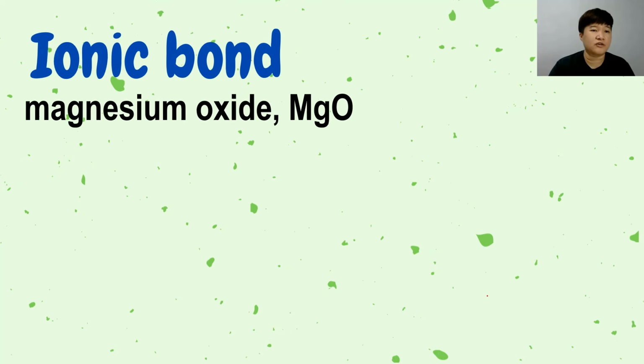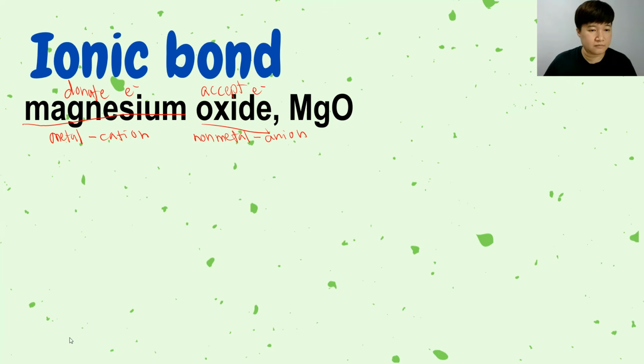We have on the screen magnesium oxide. So again, we need to know who is the metal and who is the non-metal. Obviously, the metal over here will be the magnesium, where it will be the cation. Oxide is the non-metal, where it will then be the anion. So obviously, magnesium will be donating electrons, and oxide, your oxygen, will be accepting electrons. So let's see how the formation works.